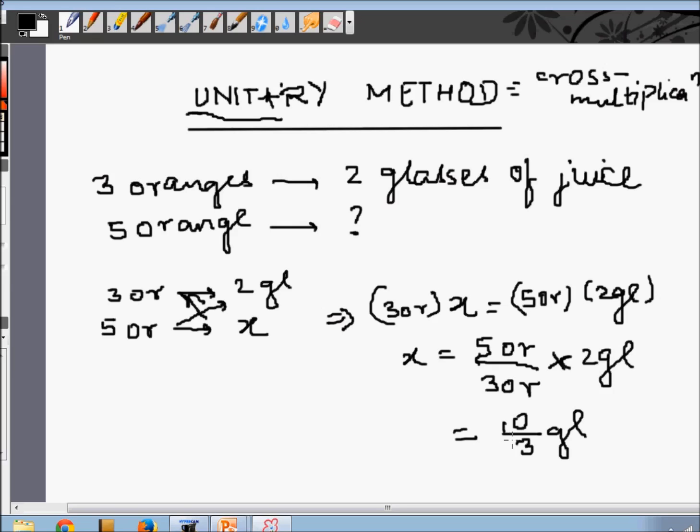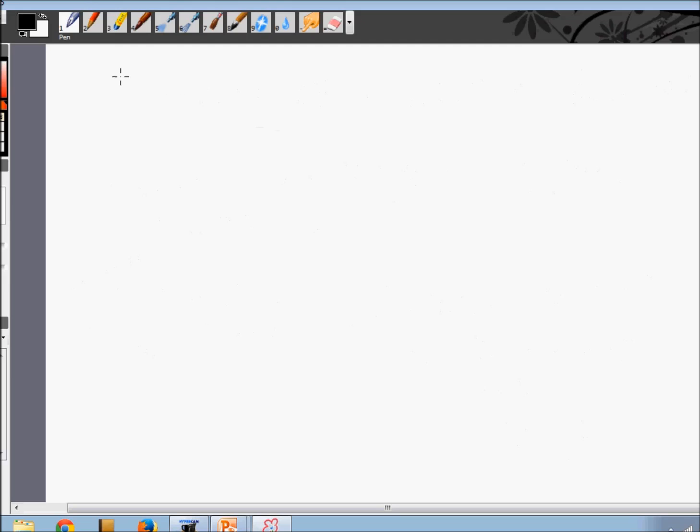Okay, so you get the idea of the unitary method. Just write everything in this format, and then cross multiply, and you can calculate the unknown quantity. Let's take another simple example. Say I have 7 pens and I sold 7 pens for 14 rupees. So how much money can I obtain by selling 21 pens?